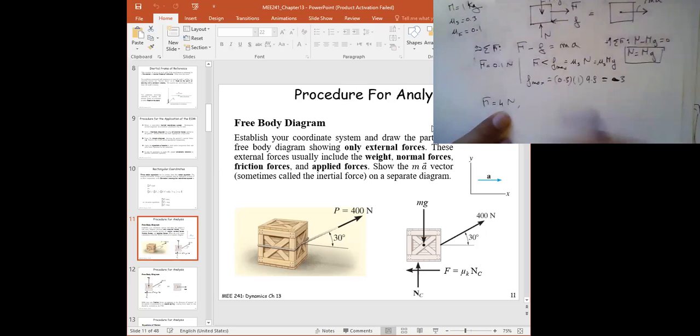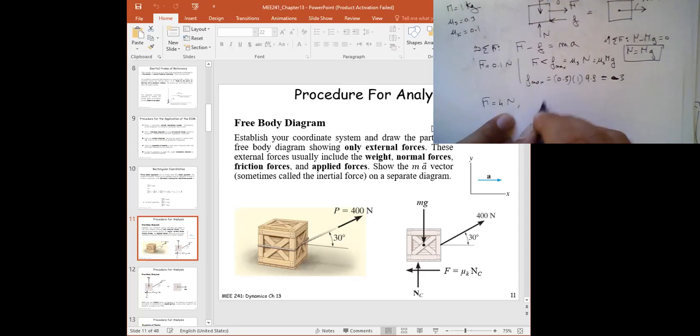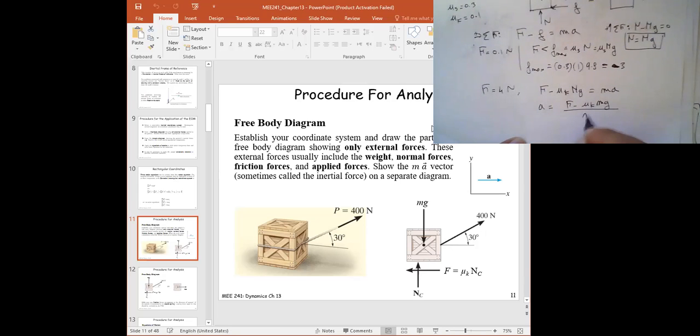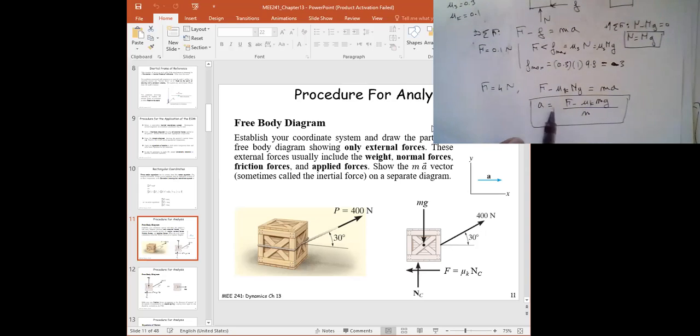Okay, how do you find the acceleration? Use mu k this time because there is movement. Exactly. In that case, you're going to use mu k. So it's going to be F minus mu k times mg is equal to ma. So now a is equal to F minus mu k mg divided by m. All right, so this is how we can find the acceleration of this object if it is moving. Obviously you'll never have mu s if an object is moving.